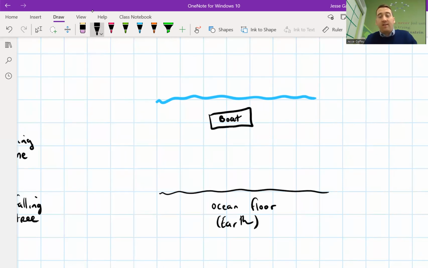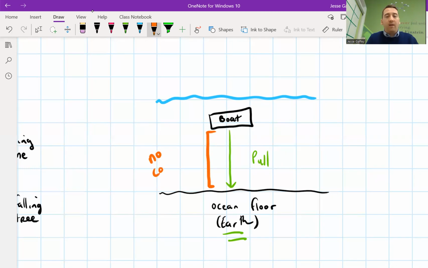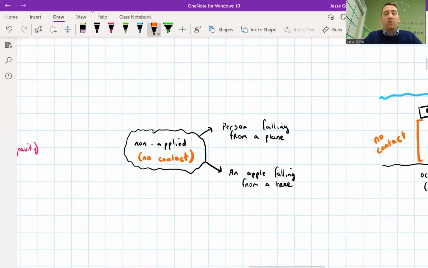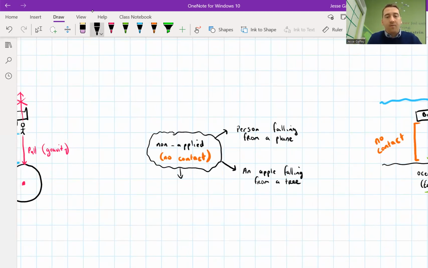I'm hoping that you're thinking that the boat will sink. But why is it sinking? Why does it not fly? Why does it not go into the air? Of course, the answer is there's something pulling it down. So the boat is experiencing a pull and it's going to sink through the water. What's pulling it? Well, again, it's the Earth. The Earth is pulling the boat down, and yet again, there is no contact between the boat and the Earth. So this is again a non-contact or non-applied force. So there's another example we can use, a boat sinking.